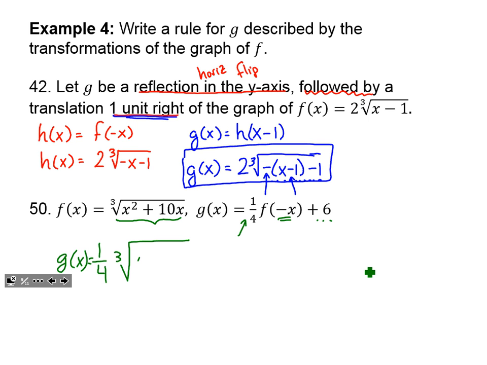It's not going to be x that's squared. It's going to be -x that's squared. It's not going to be plus 10 times x. It's going to be plus 10 times -x. And then I'm going to add 6 outside. All right, so here they pointed out everything that we needed to change. We just need to make sure that we are doing that in the correct order, not breaking the order of operations. But that g of x in green is our final answer. And we're going to learn these transformations inside and out, using that knowledge that we already have.